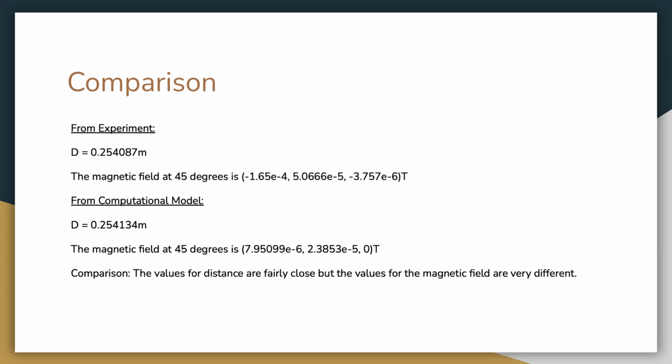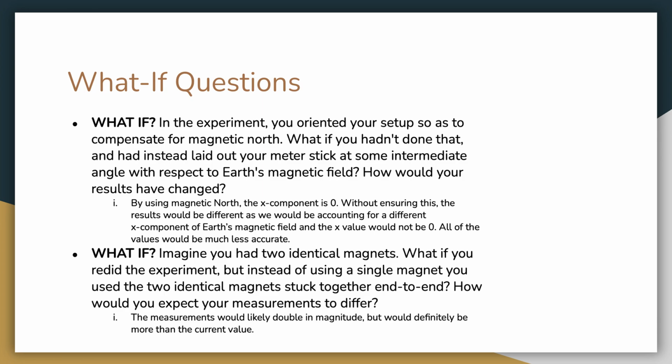So comparing my computational values to my old values, the distances are fairly similar, but the magnetic fields were different. The computational model gives a more accurate estimate of what the actual magnetic field is. So now to answer some final questions.